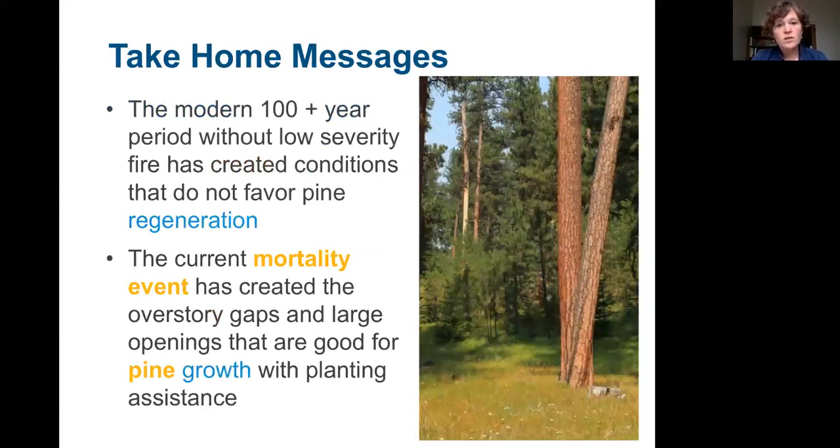So the take-home messages, I guess, around the ecology of bark beetle outbreaks and the ecology of forest succession and pine regeneration is that the modern over 100-year period without fires has created conditions that do not favor pine regeneration. And that's why we tend to see subcanopies, so these younger trees underneath our dominant pines that are this mixed conifer condition that are shade tolerant. Our white firs, incense cedar, higher elevations red fir. Now, the current mortality event has created overstory gaps and potentially, depending on the level of mortality, large openings that will be good for pine growth with planting assistance, because likely that seed bed isn't suitable for pines to regenerate on their own.